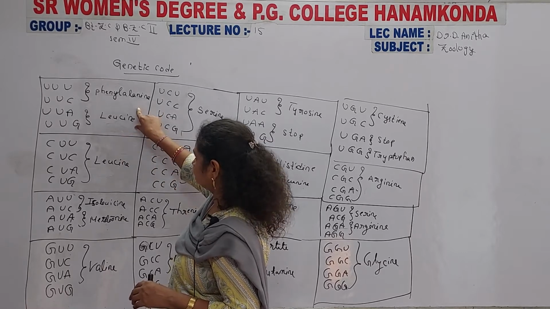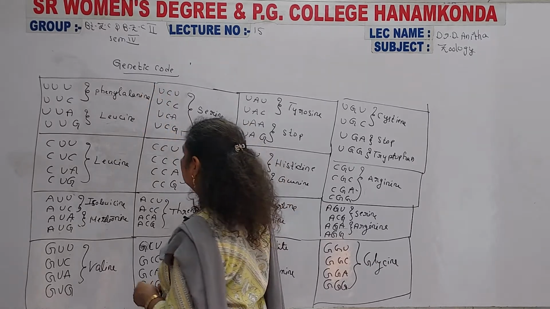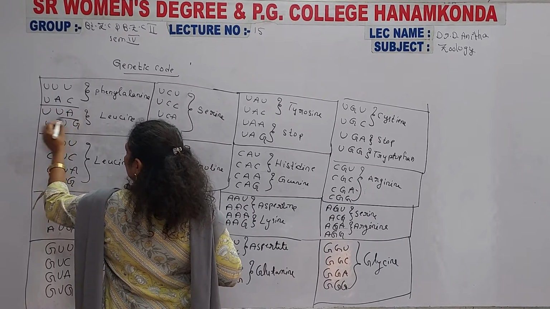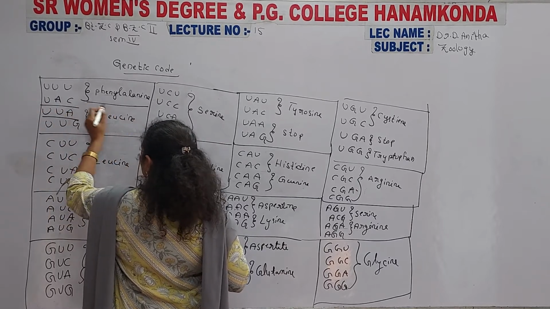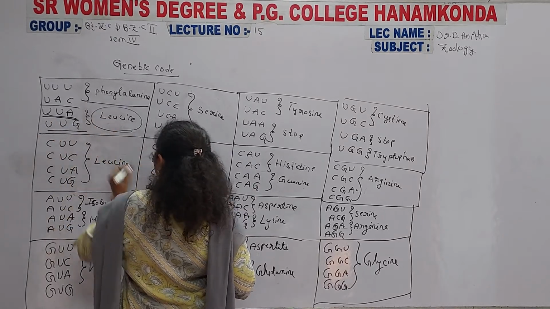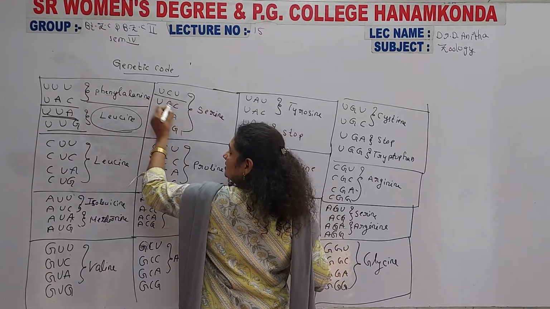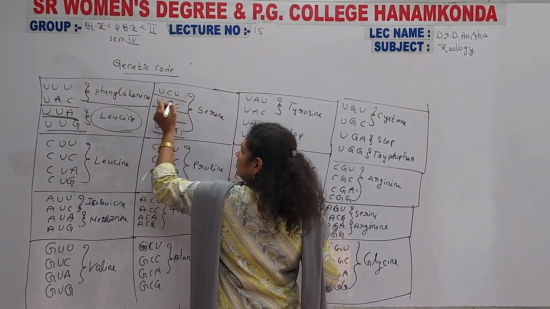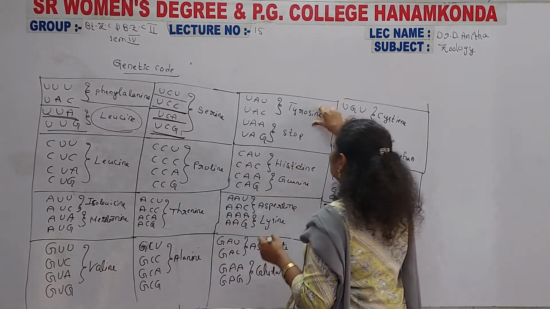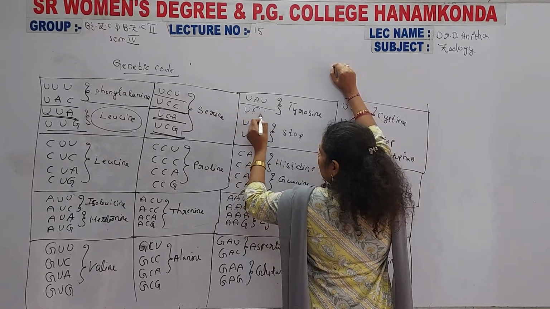Mainly UUU, UUC are coded for phenylalanine, and UUA and UUG are leucine, which is also one of the amino acids. Serine is coded with four different codons: UCU, UCC, UCA and UCG. Tyrosine is UAU and UAC.